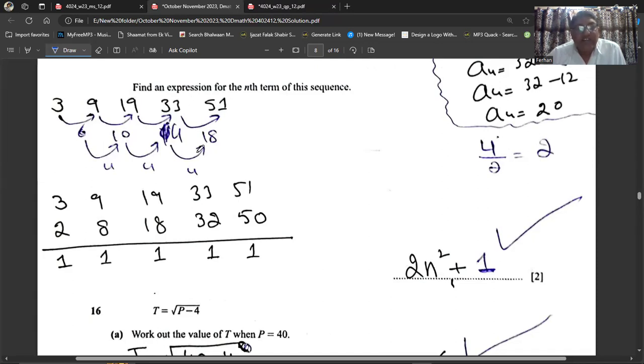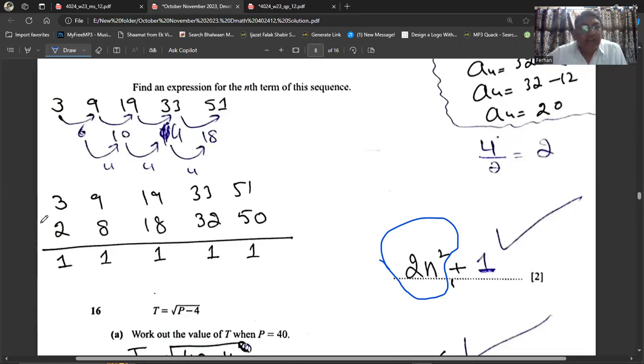Then you write this original sequence again, 3, 9, 19, 33, 51. And you take this thing only. In here you substitute n with 1 and whatever the answer comes you write it here. Then here in the place of n you substitute 2, whatever the answer comes you write it here. Then here you substitute n with 3, whatever the answer comes you write here. In this portion in the place of n you substitute it with 4, whatever the answer comes you write it here. And then 5 and write it here.